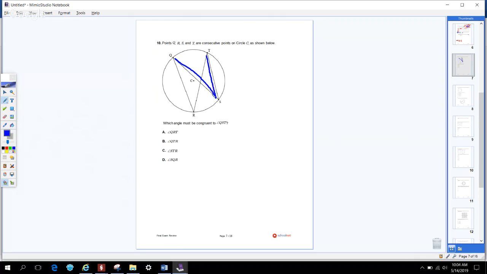Well, look at QST. If we fill in this ice cream cone, now we have to just fill in the other ice cream cone that shares the same arc. So that's QRT. So A for Anne Marie. There you go. Instead of C for Christian.